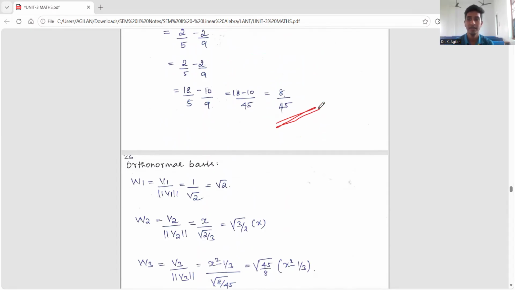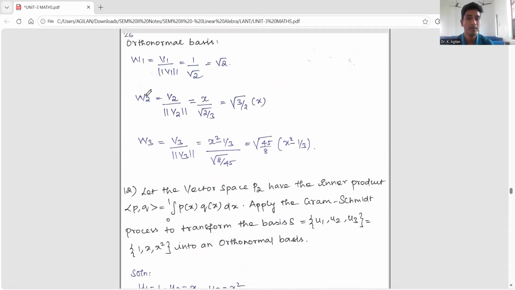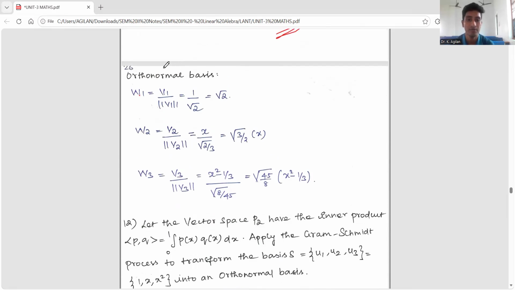45. Right? Okay. So next, the orthonormal basis is W1, W2, W3. What will be the formula for W1, W2, and W3? V1 divided by norm of V1, V2 divided by norm of V2, V3 divided by norm of V3. We know all the formulas for V1, V2, V3, right? And also we know all the values of V1, norm of V1, V2, norm of V2, V3, norm of V3, right?